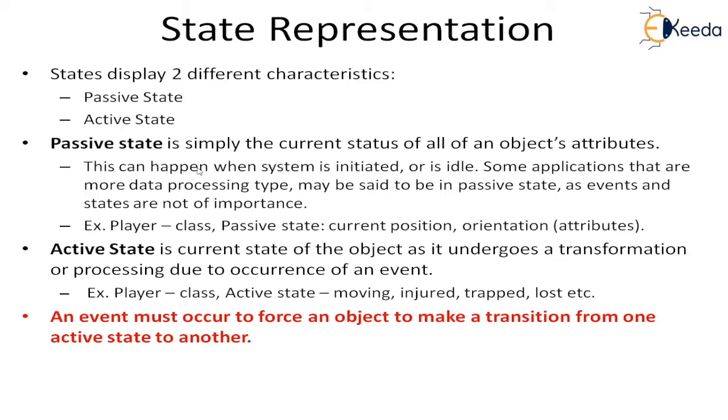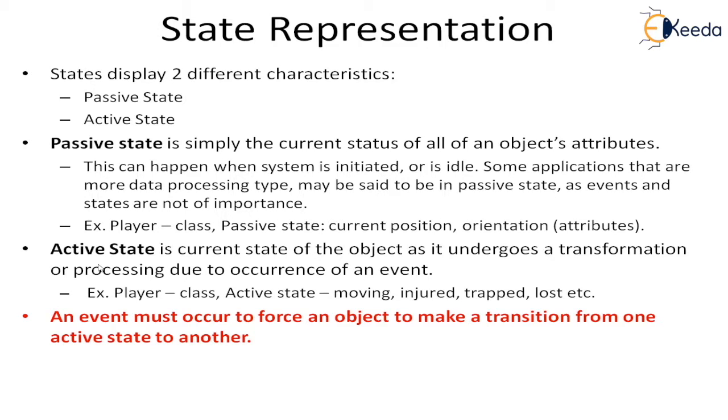Some applications that are more of the data processing type may be said to be in a passive state, as the data events are not that important for them. For example, suppose there is a game software and there is a class called the player. Player is kind of an actor, and it will always be in a passive state if the game is idle, that means the game is not being played. Then it will only have the current position and the orientation. That will be kind of fixed.